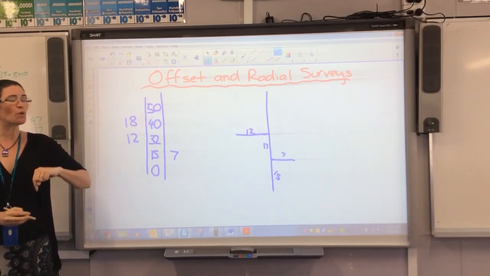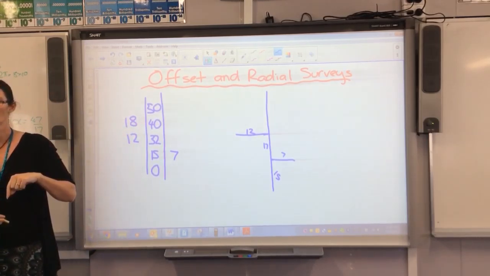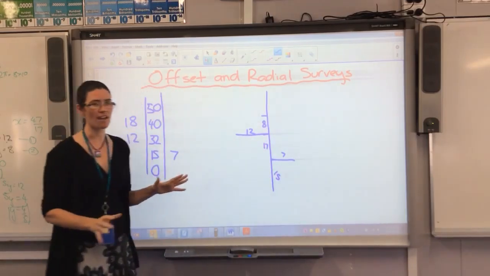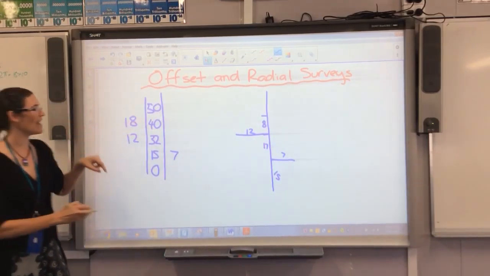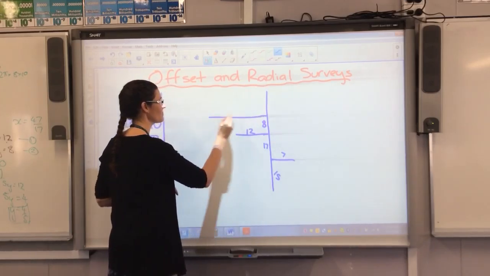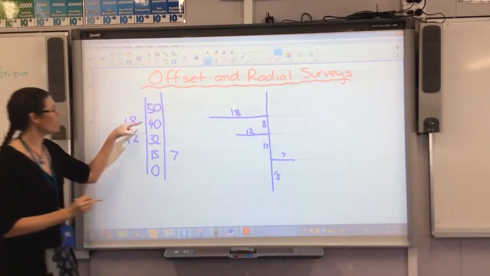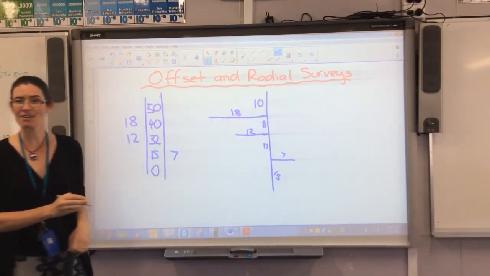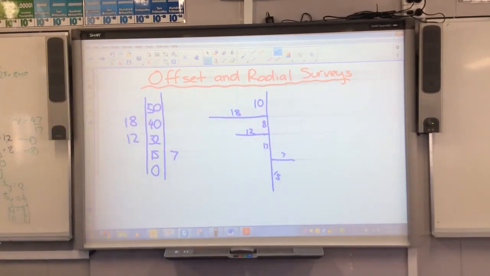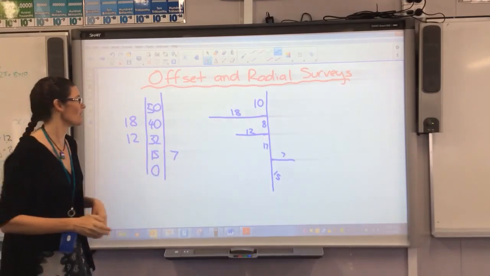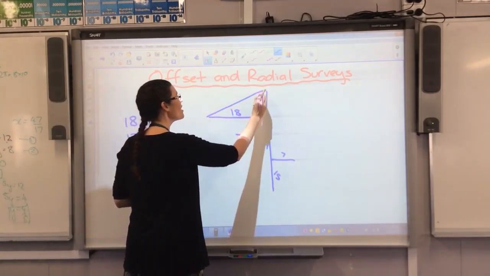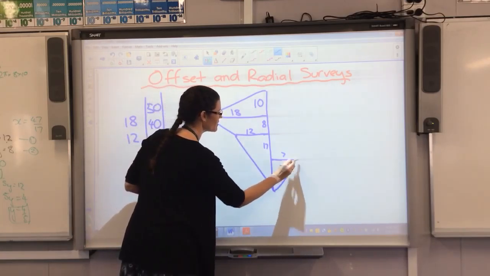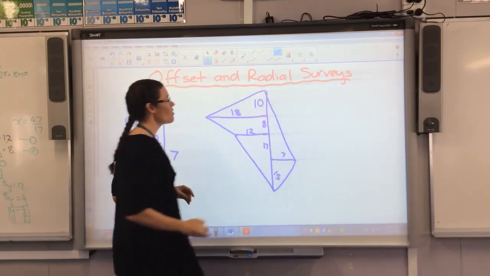From 32 to 40, how far have I gone up? Just 8. So let's say that's 8. I know this is not to scale. And this time I'm going out 18. And then from 40 to 50, I've got 10. So if this was a scale diagram, I would have lost a lot of marks. That's appalling. But this is not a scale diagram for this particular case. I then would join up the corners of my block of land.